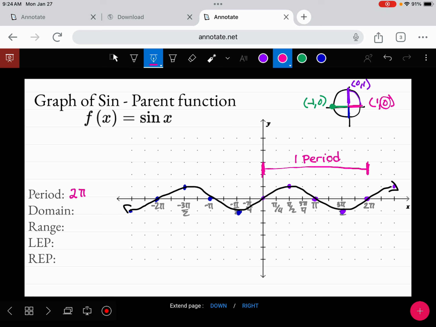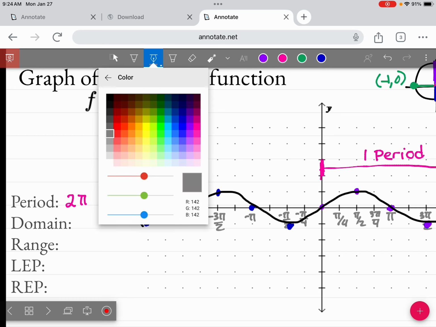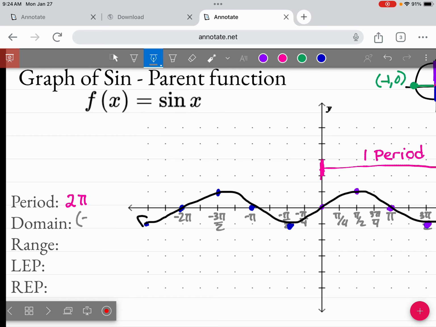What is the domain of the sine function? All real numbers. We usually put this in our interval notation, so we're going to use negative infinity to positive infinity. What's the range? Negative 1 to 1. So our smallest value, our biggest value. Are we parentheses or brackets? Brackets on both.